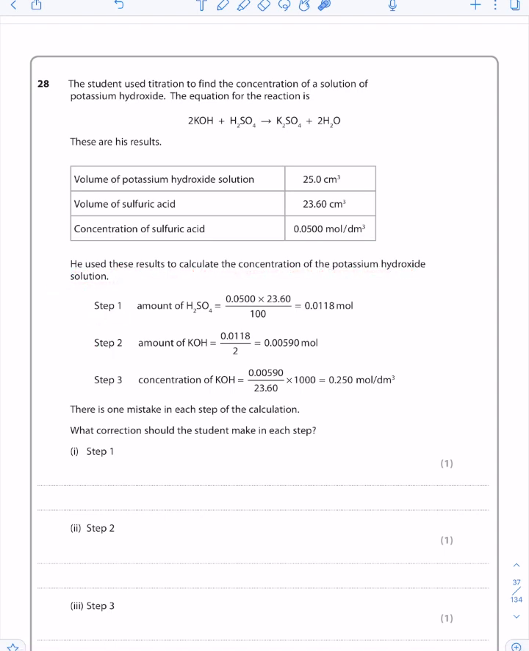وراح مديك step 1 و 2 و 3. There is one mistake in each step. What correction should the student make in each step? طيب مبدئيا كده لو بصينا على step 1 هنلاقي ان هو عمل multiplying the concentration by volume over 100. طبعا كان المفروض يعمل dividing على 1000. يبقى هنا الميستيك او الكوركشن هتكون ان انت to divide by 1000.